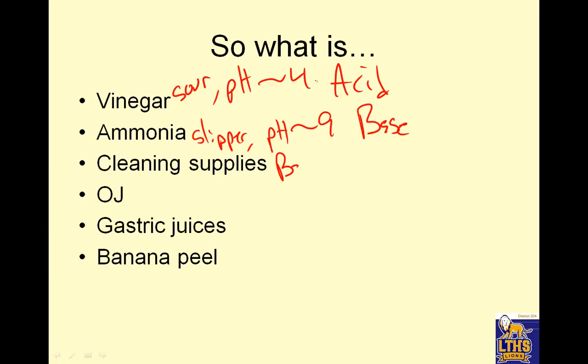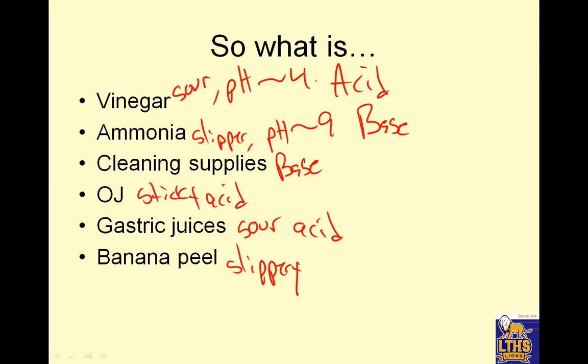Cleaning supplies are bases. OJ is a sticky acid. Gastric juices, well, you kind of get that taste in your mouth. Isn't that terrible? So gastric juices would be sour, acid. Banana peel, slippery. Look out! That's funny right there. He fell on a banana peel. So it's a base.